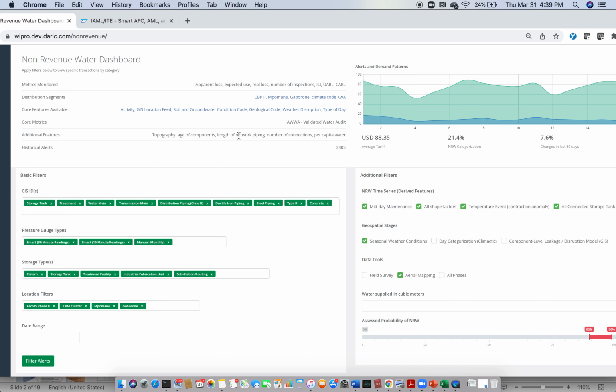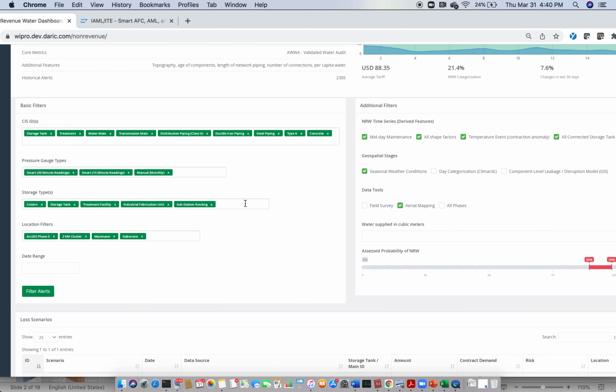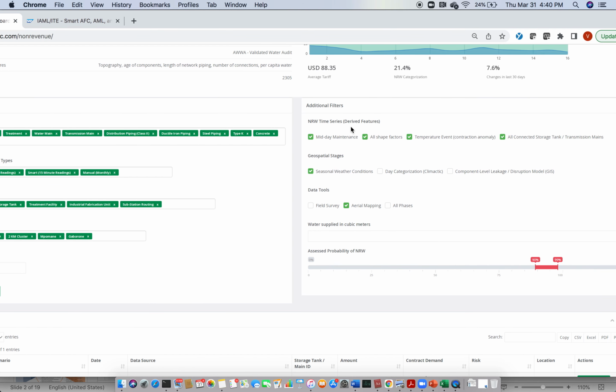We also track against other information, such as weather-based disruptions, soil and groundwater conditions, special events, and other issues that may be affecting the performance of specific components, including storage tanks, distribution class 2 piping, transmission mains, ductile iron piping, steel piping, and concrete reinforced piping. What this allows us to do is to control for a number of different factors, including specific issues that affect consumption, that affect the rate of leakage, and that affect the pressure that is identified at different points in the network.